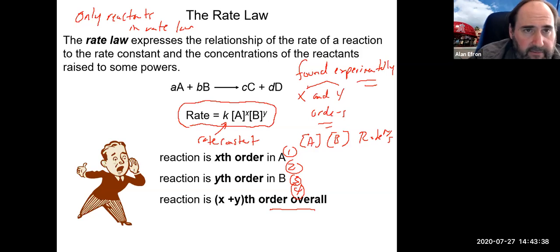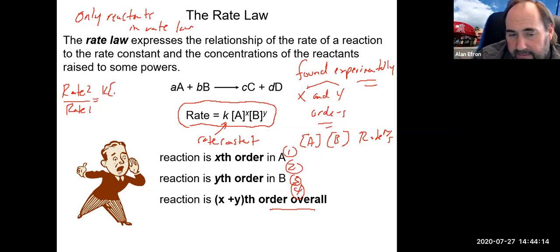There are one or two ways you could approach it. You could look at the information in the table and try to figure out how the rate changes versus how the concentration changes. Most of the time, people have a very hard time doing it that way. A more mathematical approach is usually easier. Usually the mathematical approach is rate 2 divided by rate 1 equals k times [A] to the x, [B] to the y, divided by k times [A] to the x, [B] to the y.